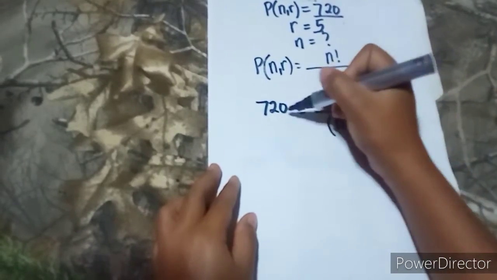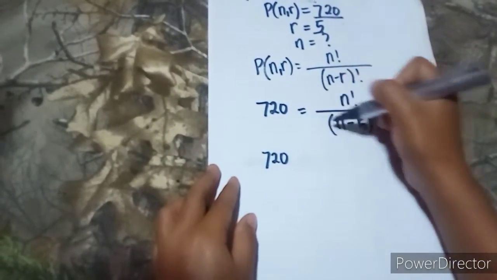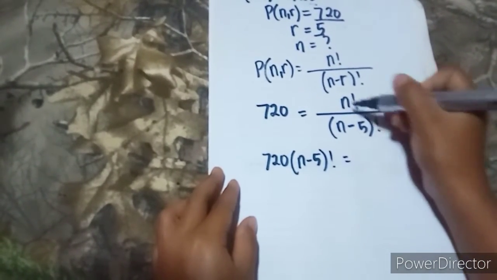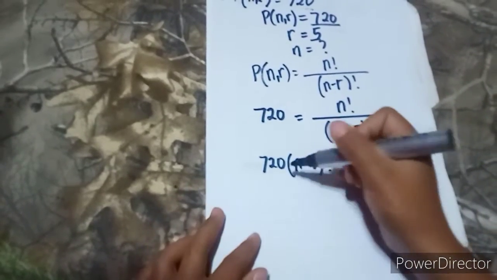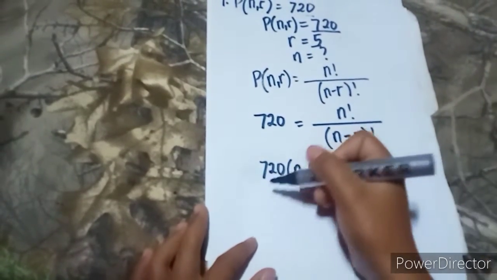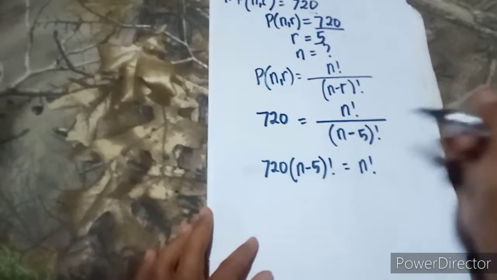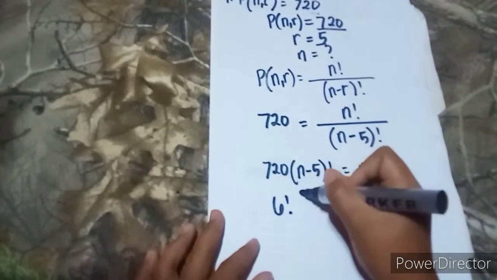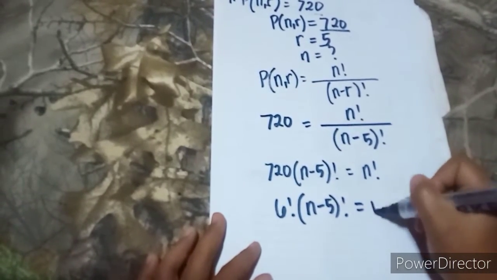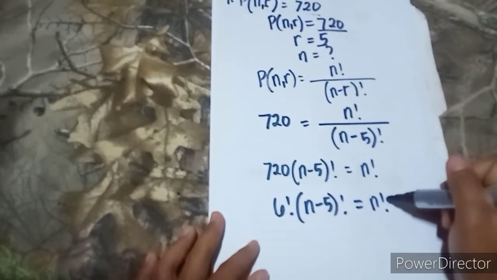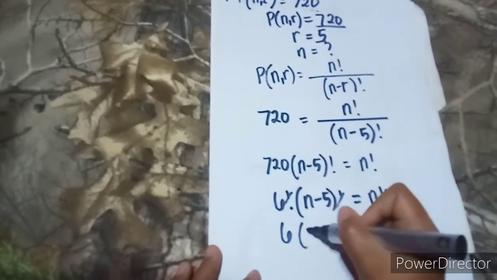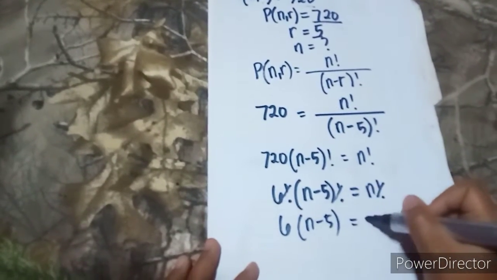Cross multiply. 720 times n minus 5 factorial is equal to n factorial. Then we have to convert 720 into factorial form. So 720 in factorial form, we have 6 factorial times n minus 5 factorial is equal to n factorial. So we can now eliminate or cancel out the factorial sign. So we have now 6 times n minus 5 is equal to n.